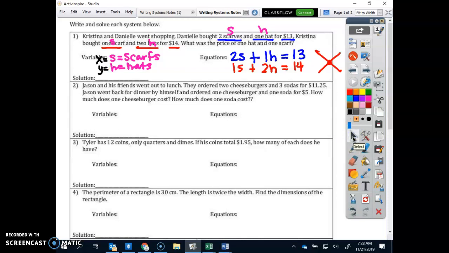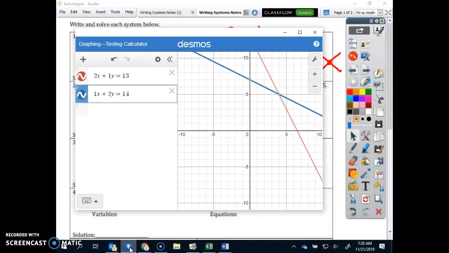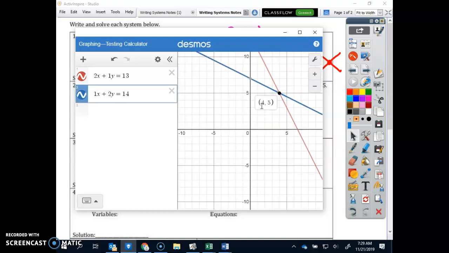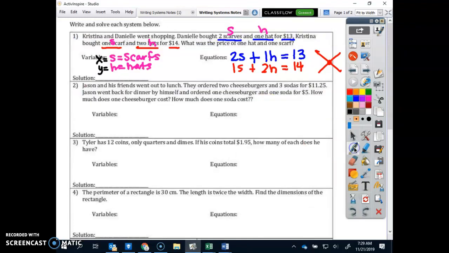So when you put it in decimals, this is what it looks like with X's and Y's. The solution is right here. That means every scarf is $4 and every hat is $5. Okay, so let's go write that down. So my solution is 4, 5. That means the scarves are $4 and the hats are $5.